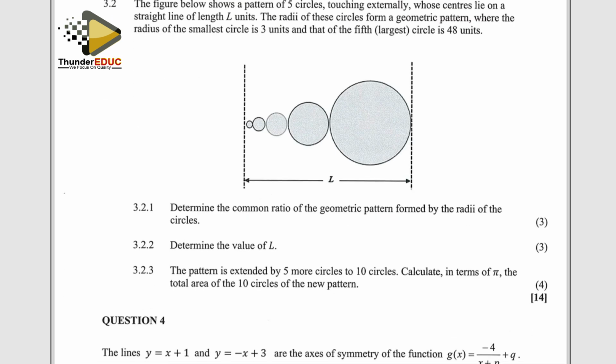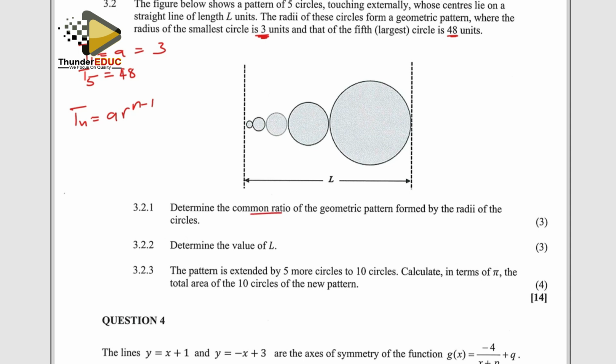Okay, then 3.2. The figure below shows a pattern of 5 circles touching externally whose centers lie in the same straight line with a length L. The radii of the circles form a geometric sequence. The smallest circle is 3 units, so I'm going to say my T1, which is a, is 3, and my T5 is going to be 48. They told me it forms a geometric sequence, so the general term is ar^(n-1).